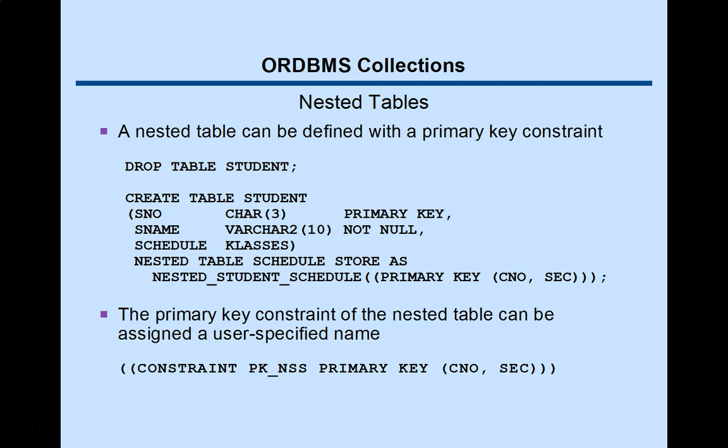Getting back to the point we were talking about earlier with respect to the integrity of the nested table and duplicates, we can create a nested table that has a primary key. So working with our example, we first remove the existing version of student with the drop statement, and we create it again. This time, notice that when we specify the nested student schedule as the storage table, we include the primary key constraint, saying CNO and SEC will constitute the primary key, the unique identifier.